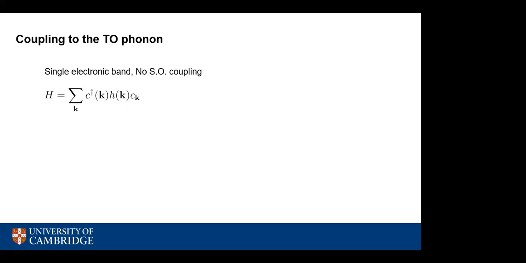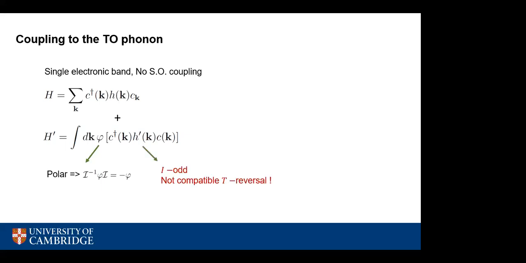Why the TO phonon is a bit tricky is that if you start with a single electronic band and then try to introduce some electron-phonon coupling, where phi is my phonon mode and this h-bar is some extra term that couples the electronic and phonon degrees of freedom. Since the TO phonon is polar, it breaks inversion symmetry. So I want this to be odd under inversion. But at the same time, the entire system has an inversion symmetry. To keep the entire electron-phonon coupling invariant, you need the other part to be odd as well. But since this is just a scalar function, this is not compatible with time reversal symmetry.